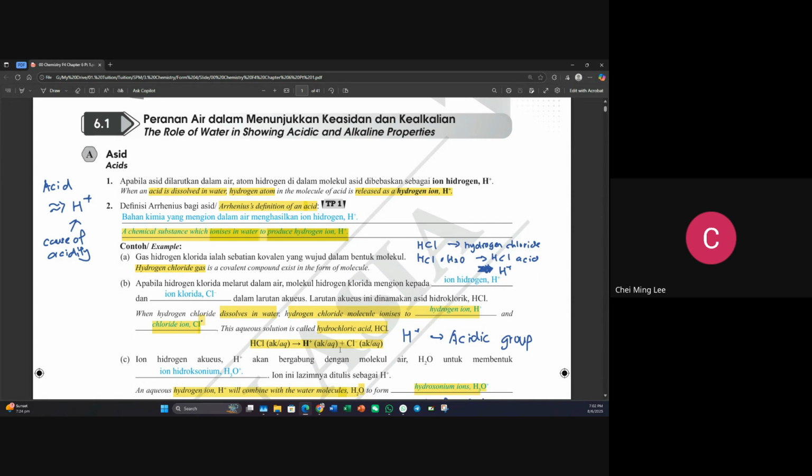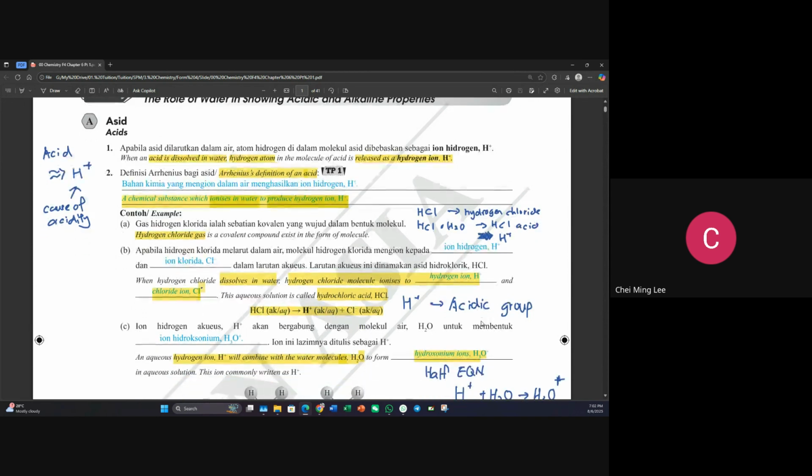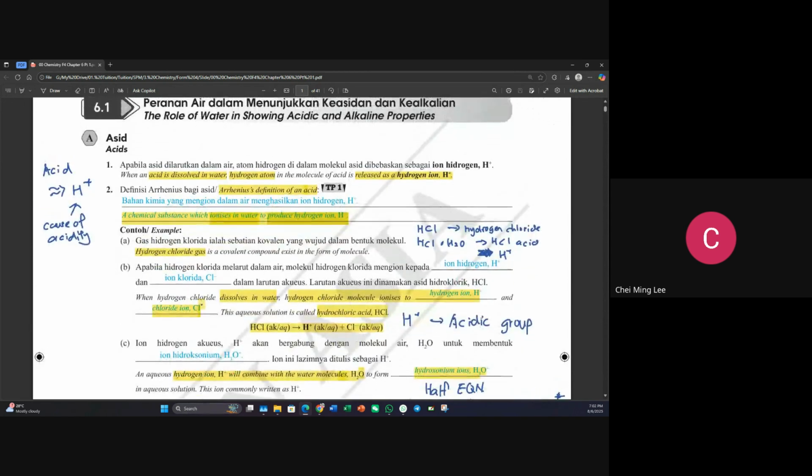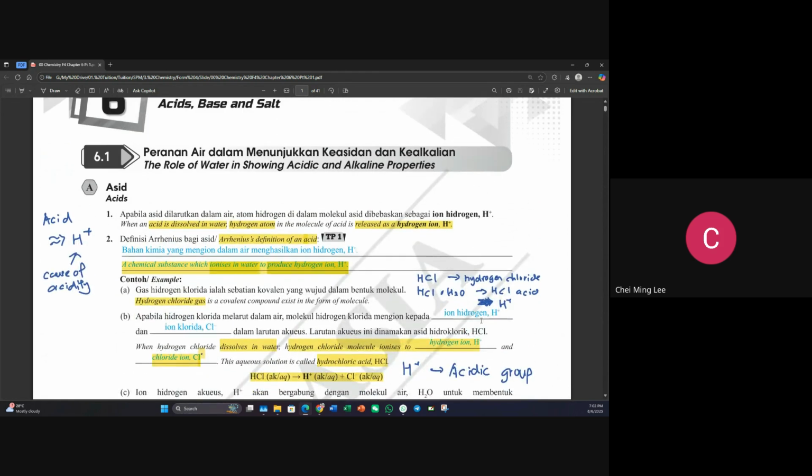So HCl will become H+ plus Cl-, where H+ is the acidic group. Jot down this one first.